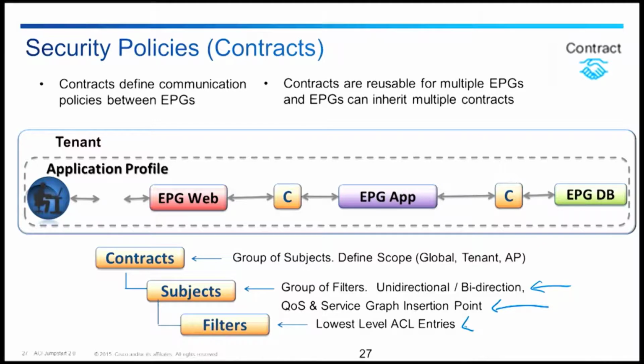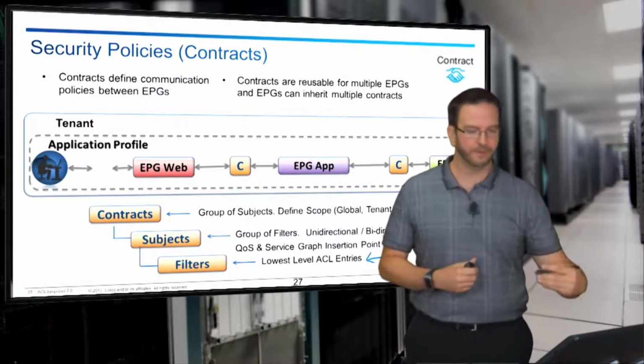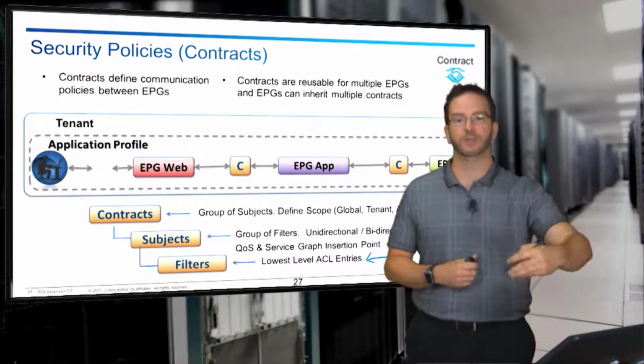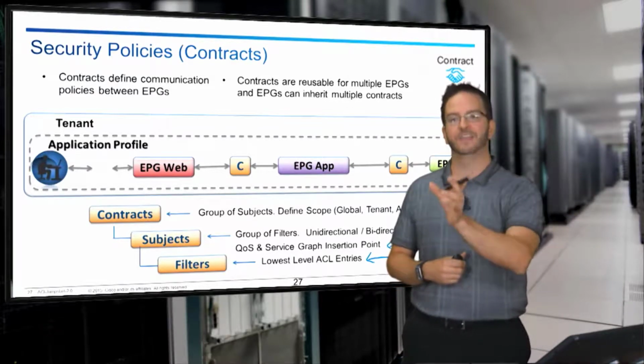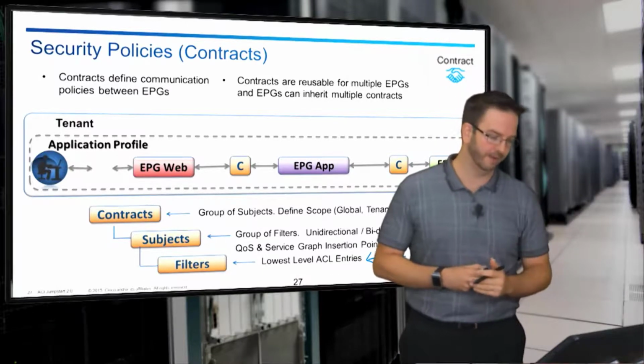And then our very lowest level is where the actual port level rules come out, and that's our ACL entries, and that's where our filters come into play. So by combining all these together, our filters roll into our subjects, which roll into a contract. I can then assign that contract, and I can reuse that contract depending on how it's been defined.